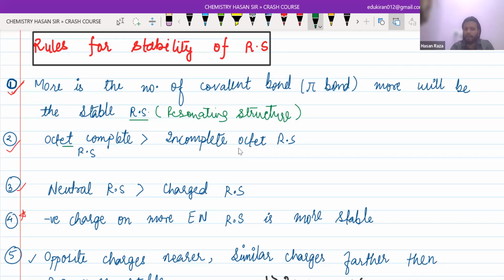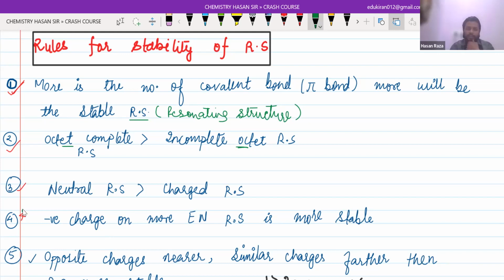Then check the octet of carbon. A resonating structure with a complete octet of carbon will be more stable than one with an incomplete octet. Then if this also fails, come to neutrality: the neutral resonating structure will be more stable than the charged resonating structure.